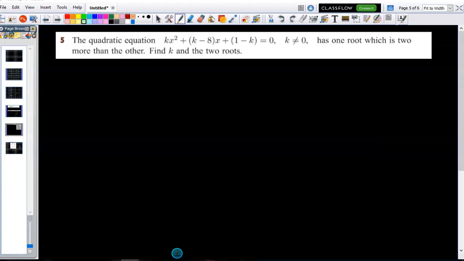Try number 5. Quadratic equation again. We're not panicked by the k's this time, are we? It has one root which is 2 more than the other. Find k and the other 2 roots. Well, this isn't like the one we just did. We've got 2 roots. One is 2 more than the other. So do we know what the roots are? Let's call them certain things. So let's call one root something. You can't call it x because we've used x. And you can't call it k because k is in there. So you've got to come up with something else.